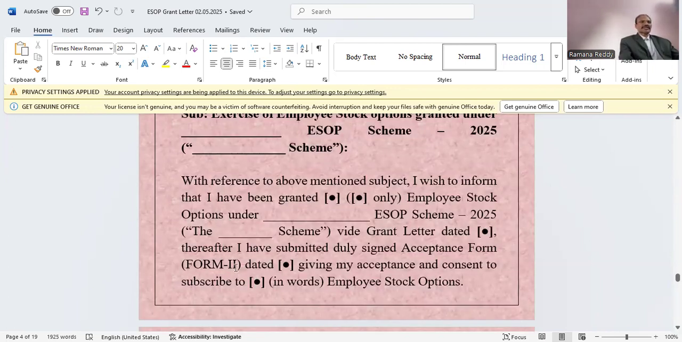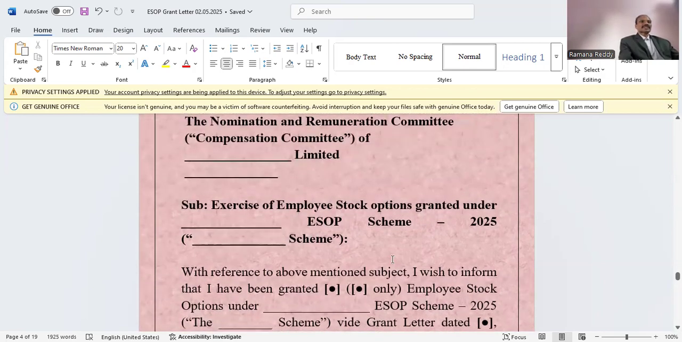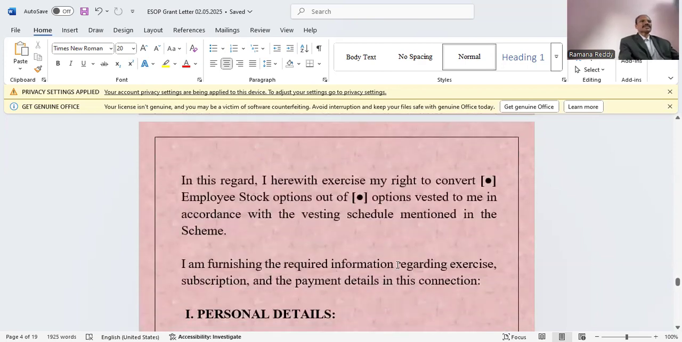He is referring to the acceptance letter dated also, giving my acceptance and consent to subscribe to a number of employee stock options. He will fill in the blank, because he has already submitted acceptance. So at the time of exercise, again he is mentioning all the details. In this regard, I herewith exercise my right to convert a number of employee stock options out of my options. Suppose the total number of options is 400. Now he is exercising 100.